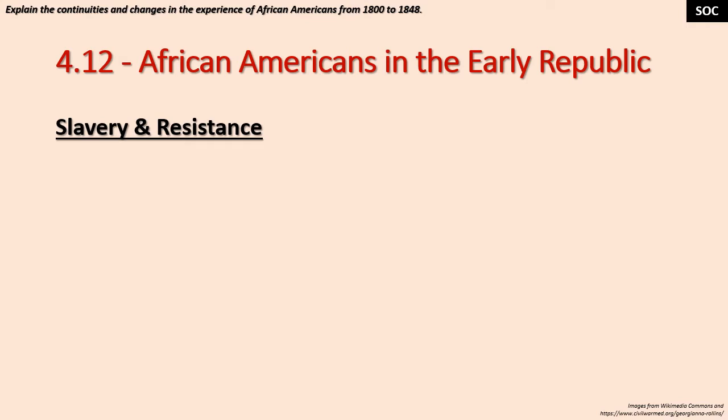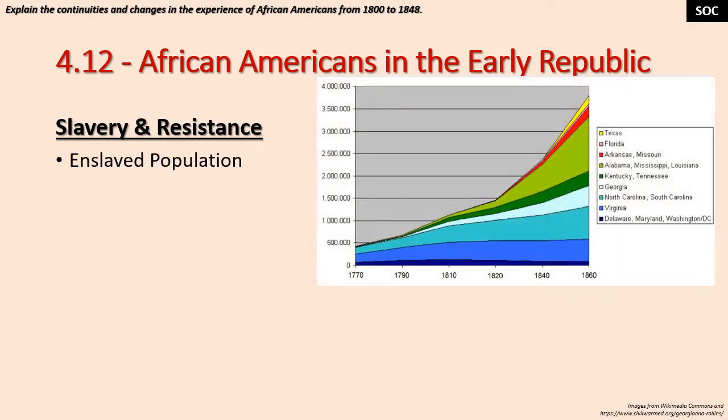So the real purpose here in 4.12, at least for this part of it, slavery and resistance, is to chart the growth and development of the institution of slavery and the resistance towards that institution over the course of this 60 or 70-year stretch that we have in this time period. By the year 1790, there are about 700,000 enslaved people in the United States, and by the time you get to 1860, that number is closer to 4 million.